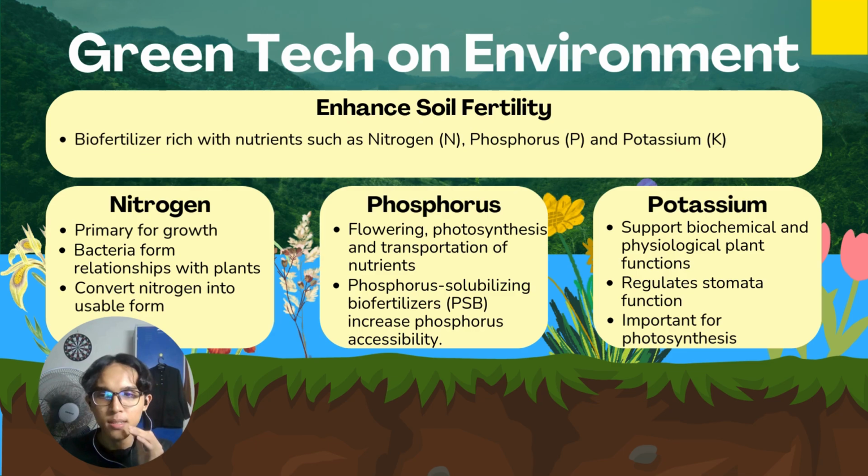So the next one is phosphorus. Phosphorus plays a vital role in photosynthesis, flowering, and nutrient transport. For example, phosphorus solubilizing biofertilizer (PSB) makes this nutrient, that is phosphorus, more accessible to plants. And the last nutrient is K, kalium. Potassium supports specific physiological functions like photosynthesis and regulates stomata, which controls water loss and gas exchange.